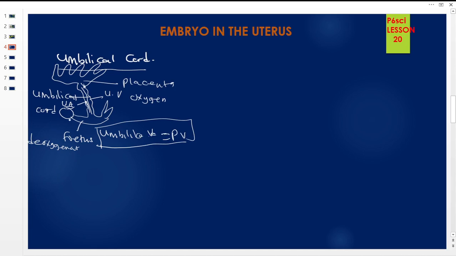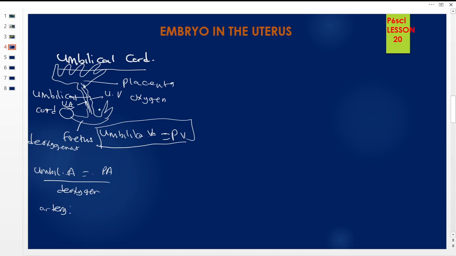Then again we have the umbilical artery. So this umbilical artery is similar to the pulmonary artery. All of them carry deoxygenated blood regardless of being arteries, and we know that all arteries carry oxygenated blood, right? Are we there? Okay, now let us continue.